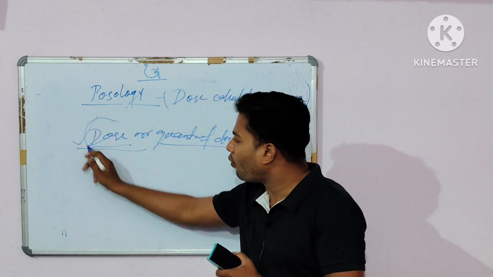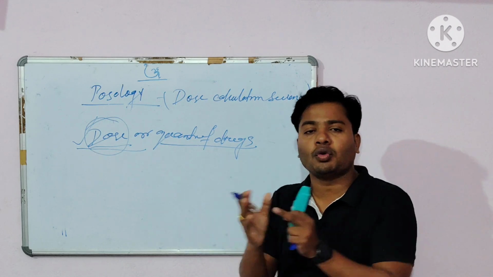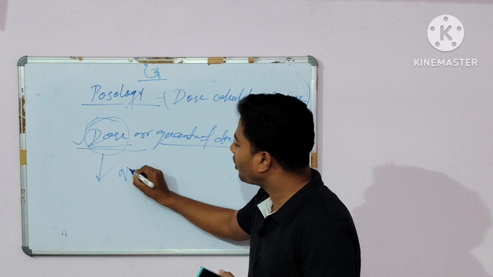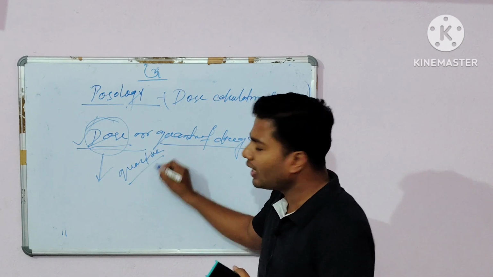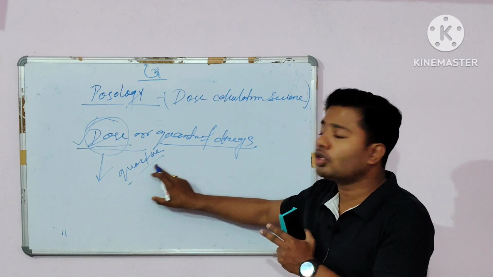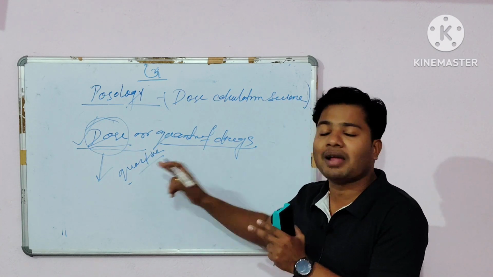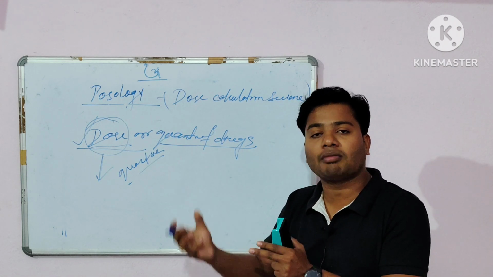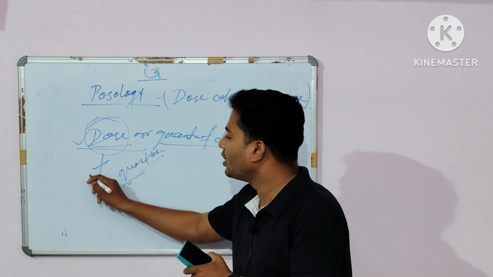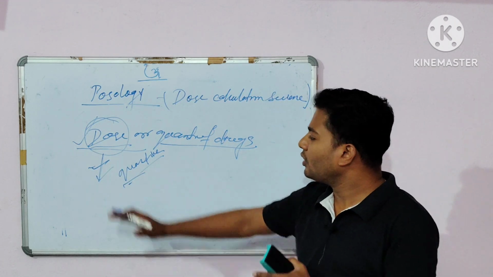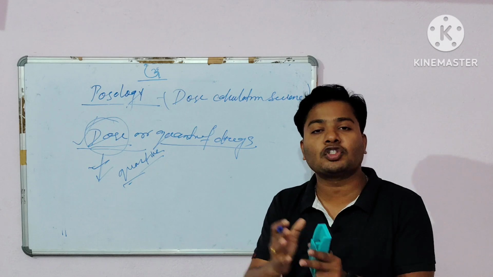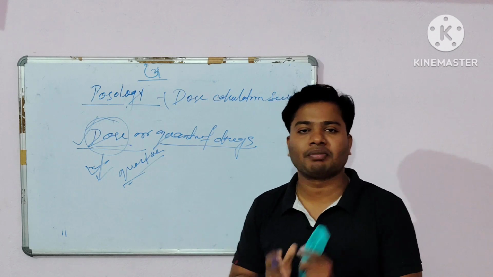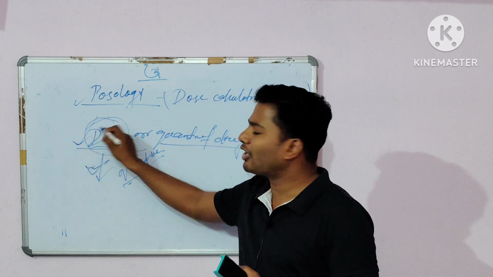Clear? So what is dose? What do you mean by dose? Simply, you can say the dose depends upon the quantitative amount that can be administered to the particular patient for the effect of pharmacological response or therapeutic action. So a dose is the quantitative amount that can be administered to the particular patient for the intended pharmacological response. That is called dose. Clear? So that is posology and dose.